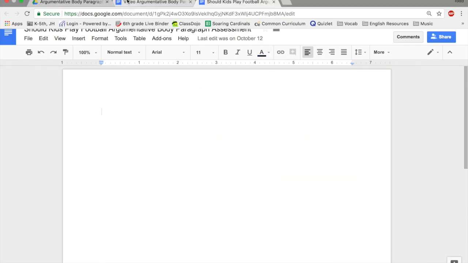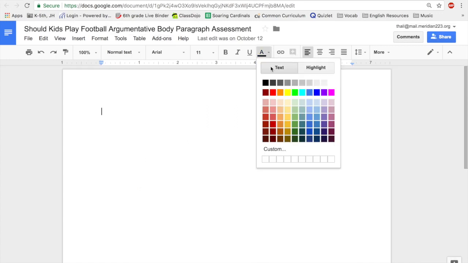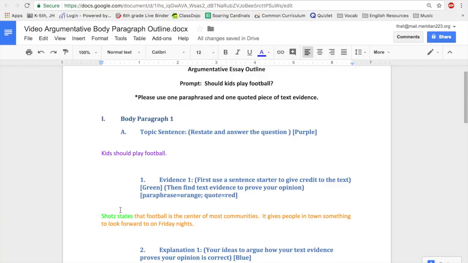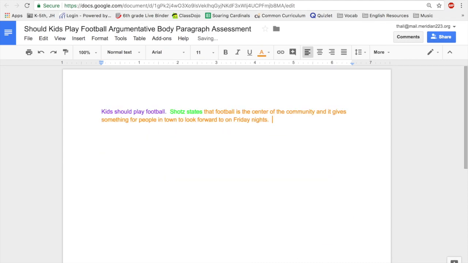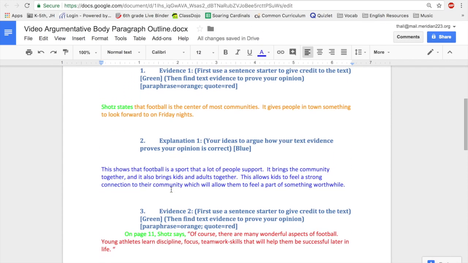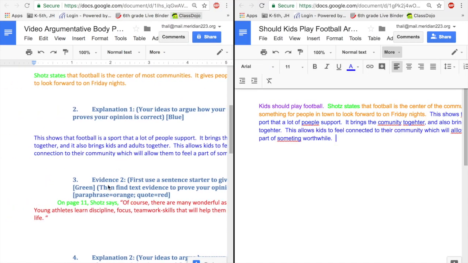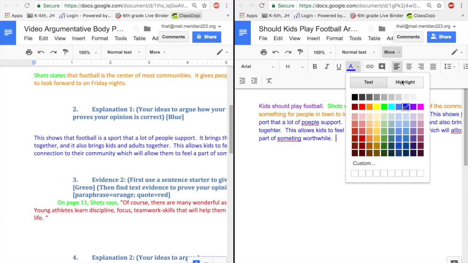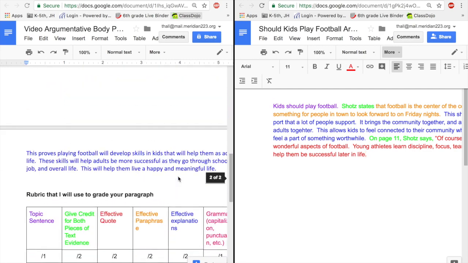So my topic sentence is "Kids should play football." That's going to be the first sentence in my paragraph. Then we're going to give credit to the text just like we did before. So we're going to put, "Schatz states that football is the center of most communities. It gives people in town something to look forward to on Friday nights." Then we're going to move to our explanation. "This shows that football is a sport that a lot of people support. It brings the community together and also brings kids and adults together. This allows kids to feel a strong connection to the community, which will allow them to feel a part of something worthwhile." Ready for my next text evidence: "On page 11, Schatz says," and then I'm going to write my quote. And our last sentence is going to be our last text evidence.